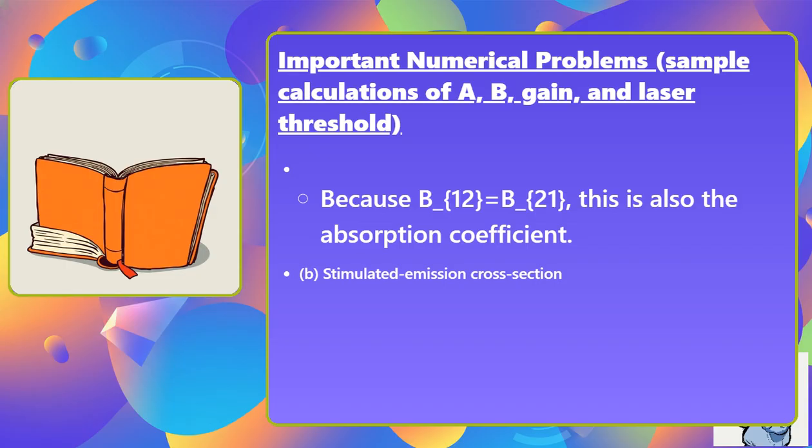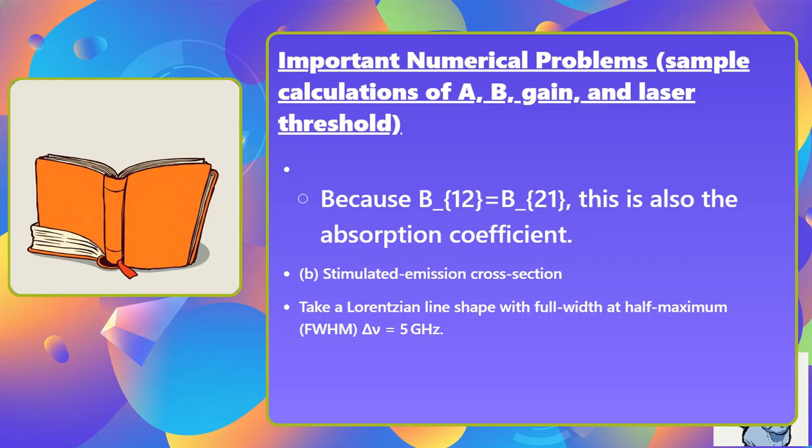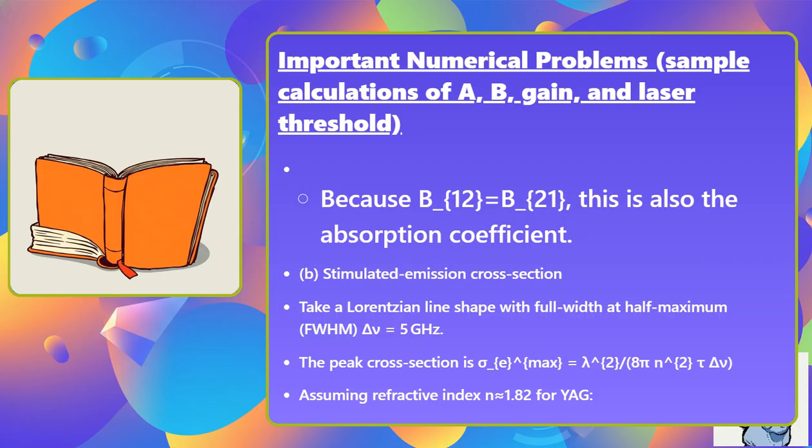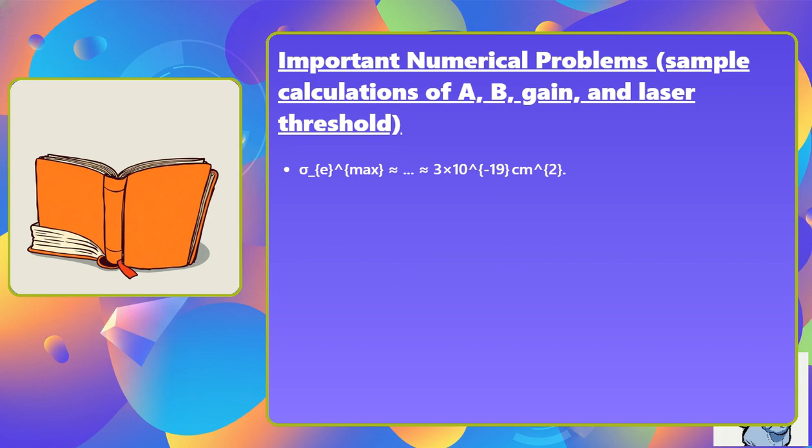Section B, stimulated emission cross-section. Take a Lorentzian line shape with full width at half maximum delta nu equals 5 gigahertz. The peak cross-section is sigma E max equals lambda squared divided by 8 pi n squared tau delta nu. Assuming refractive index n approximately 1.82 for YAG, sigma E max is approximately 3 times 10 to the minus 19 square centimeters.